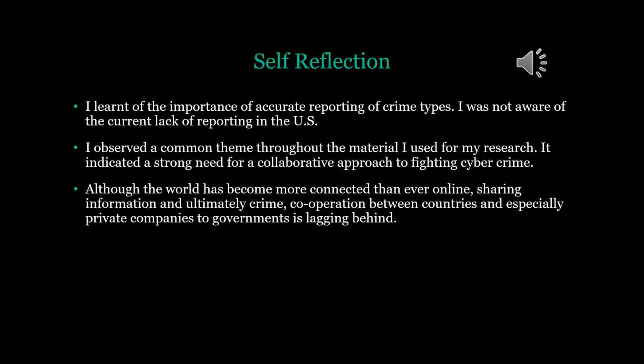I observed a common theme throughout the material I used for my research. It indicated a strong need for a collaborative approach to fighting cybercrime. I also learnt that although the world has become more connected than ever online, sharing information and ultimately crime, cooperation between countries and especially private companies and governments is certainly lagging behind. Perhaps some sort of international legislation or treaty, as I recommended, could assist in bringing that cooperation up to speed.